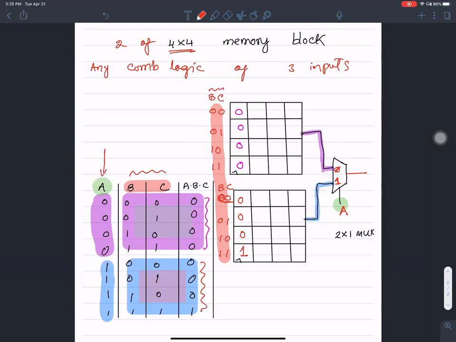And for the third input, it does not matter which pair you choose. If you want to choose these two as a pair, you can rearrange C in a manner to represent zeros and ones of the C input. So you group B and C together, you apply them as the address lines. The third remaining input A is applied as the select line here. So you have implemented a lookup table of 3 inputs.